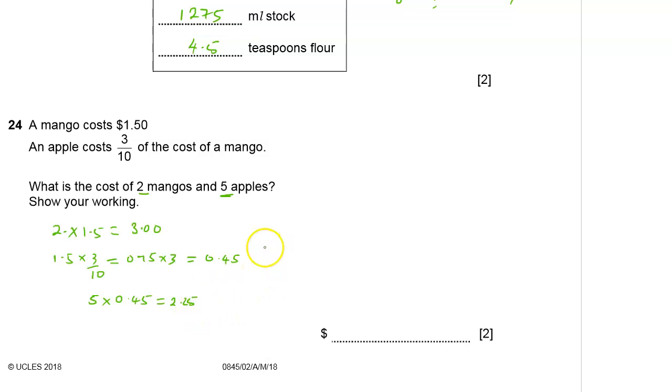2.25. Therefore, you take the sum of that, which is $3 plus $2.25. This should give us $5.25. So $5.25.